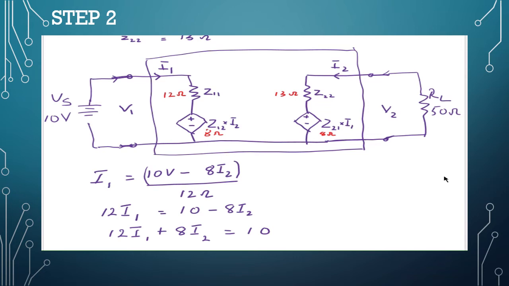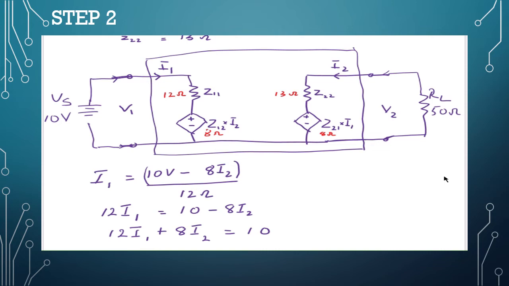Next, we need to find the equation for I2. Now note the polarity of the dependent voltage source that's going to force current through the load. But note the current will be opposite to I2, right? The current delivered from the potential of this voltage source is going to flow in this direction. So we have to say that the current delivered because of this source through the load would be negative I2.